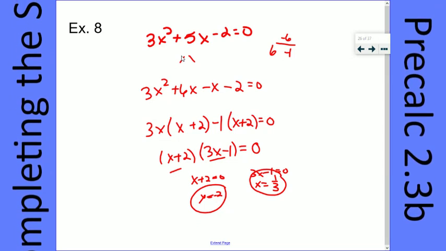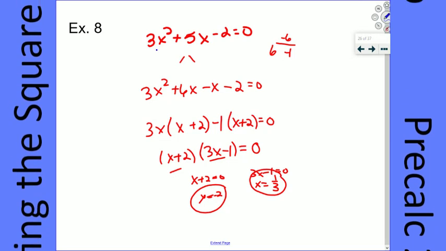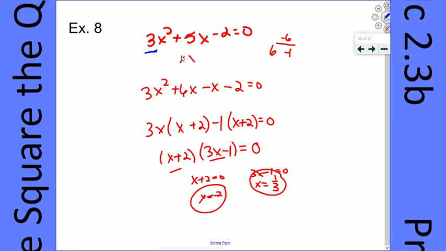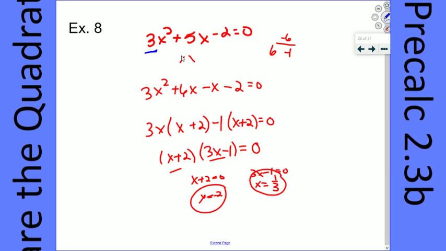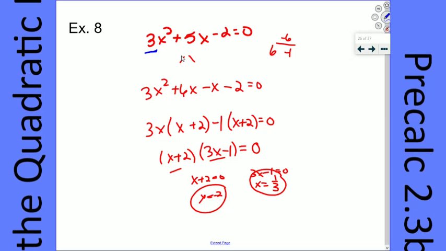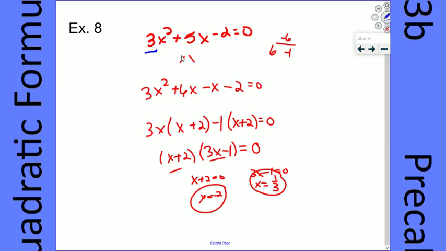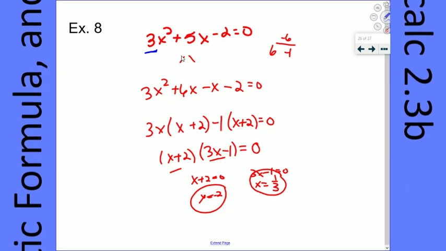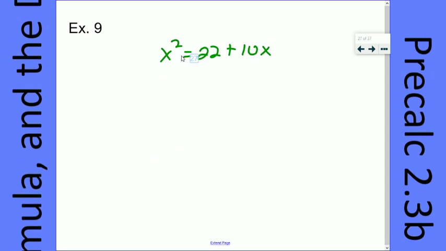You could have used completing the square. However, the fact that this is a 3 means that using completing the square is going to be gross because we have to get that thing to be 1. The only way we can do that is by dividing all those terms by 3. Once we divide all those terms by 3, we're going to get some really, really gross stuff. So I wouldn't recommend using completing the square with anything that's not 1. Okay?